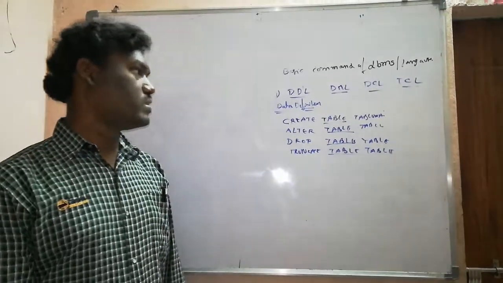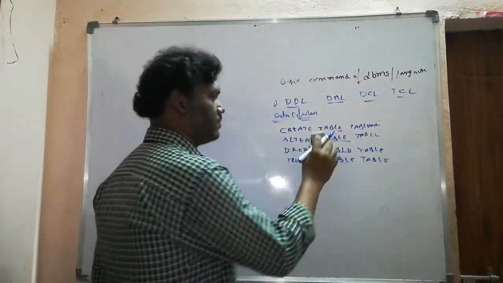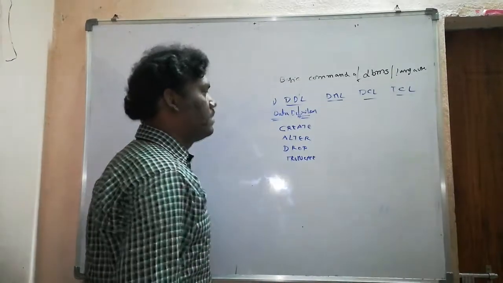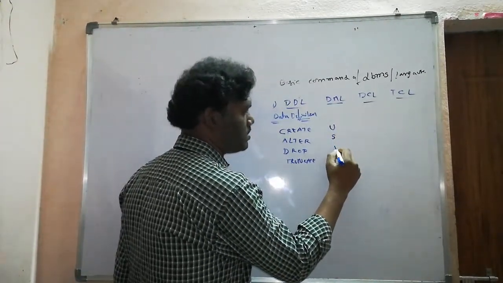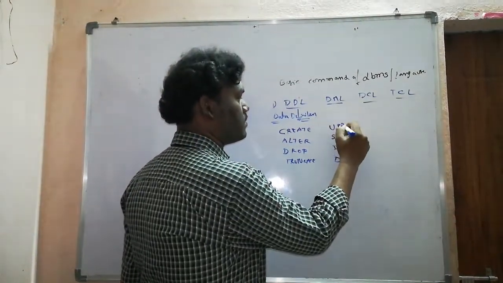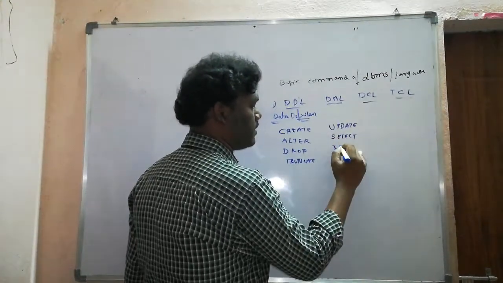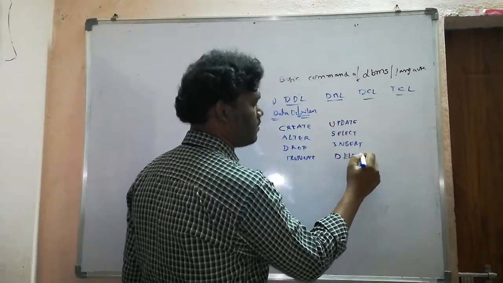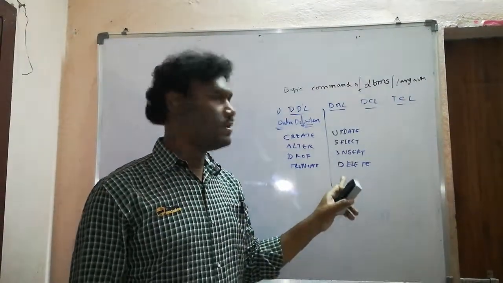And we also know the purpose. Now we consider the DML. How do we identify these terms? Simply USID. USID means the first one is update, the second is select, another is insert, and another is delete. Update, select, insert, delete.